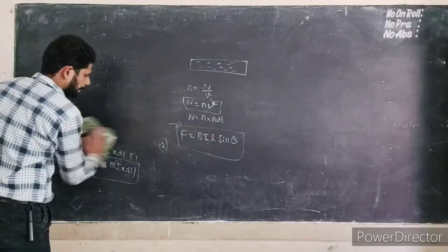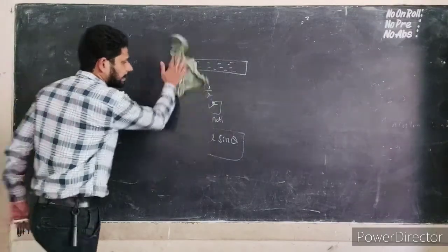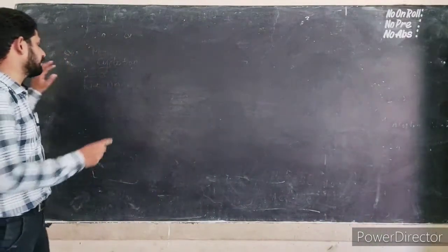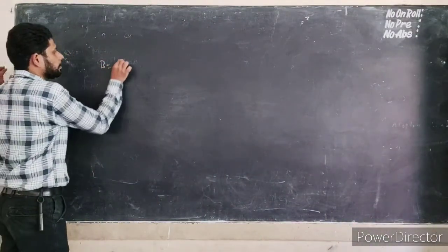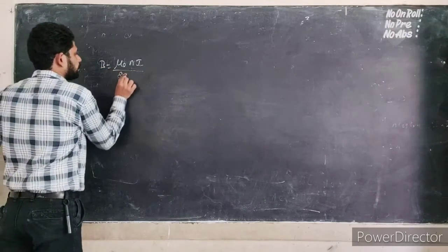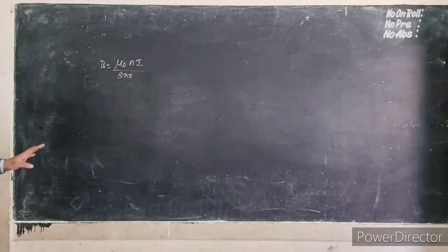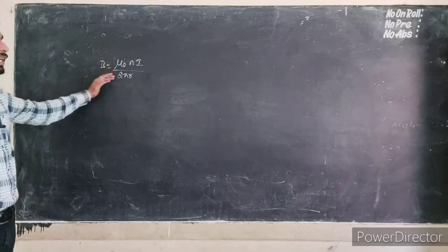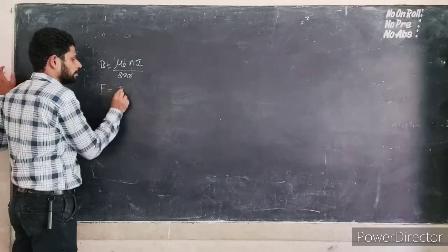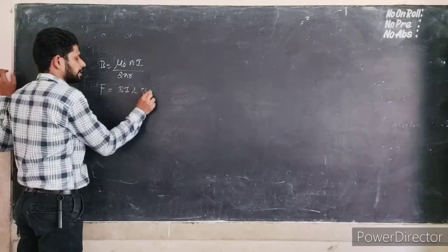Okay, we know that. What is the magnetic field around a current carrying conductor? From Ampere's law, the magnetic field around the current carrying conductor is B equal to mu naught I by 2 pi r. This is the current carrying conductor. What is the force on the current carrying conductor? It is equal to BIL sin theta.